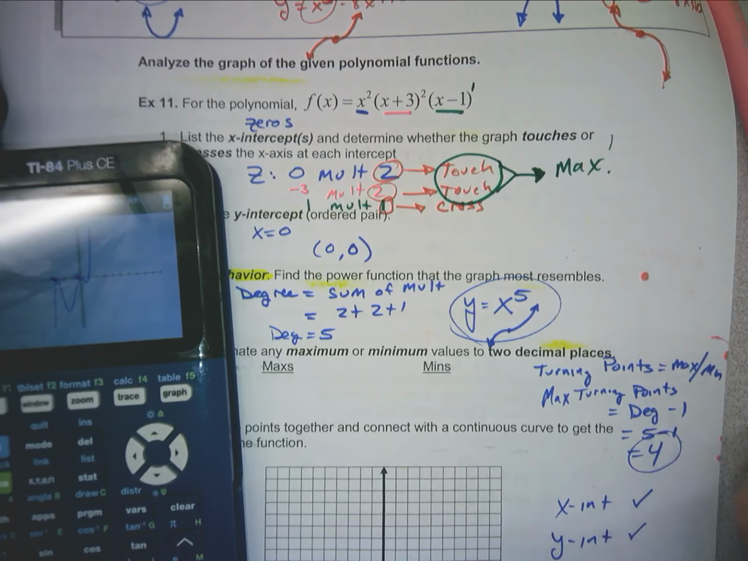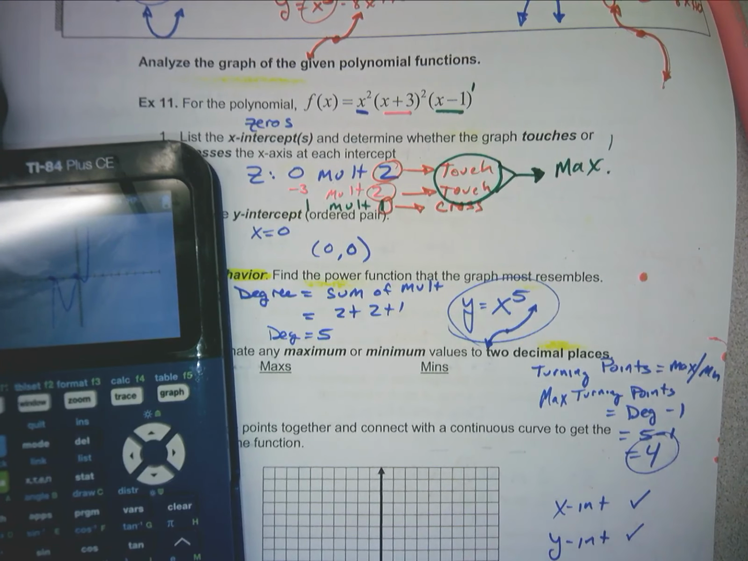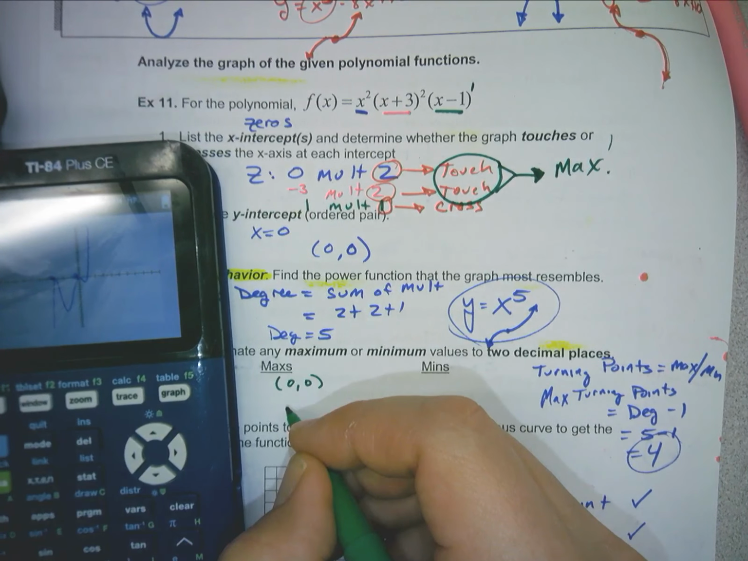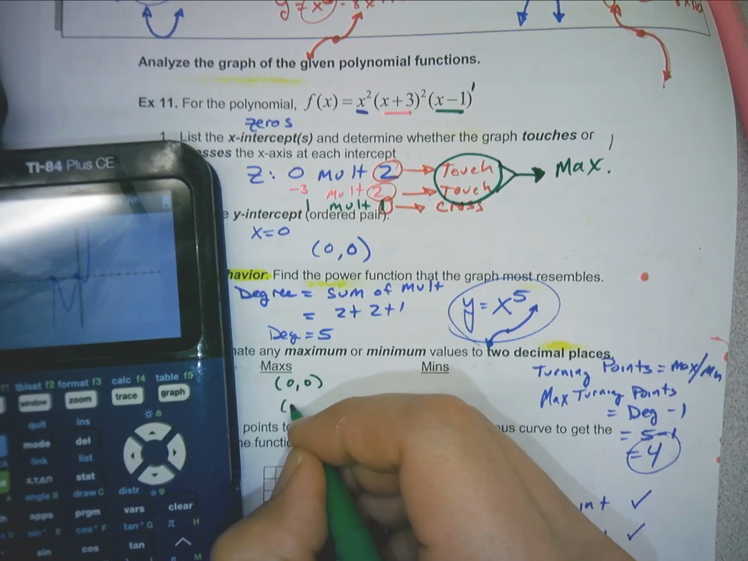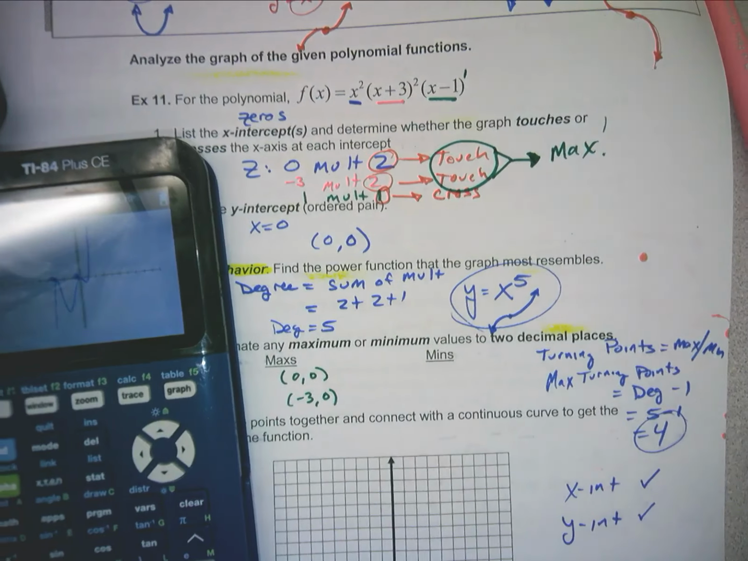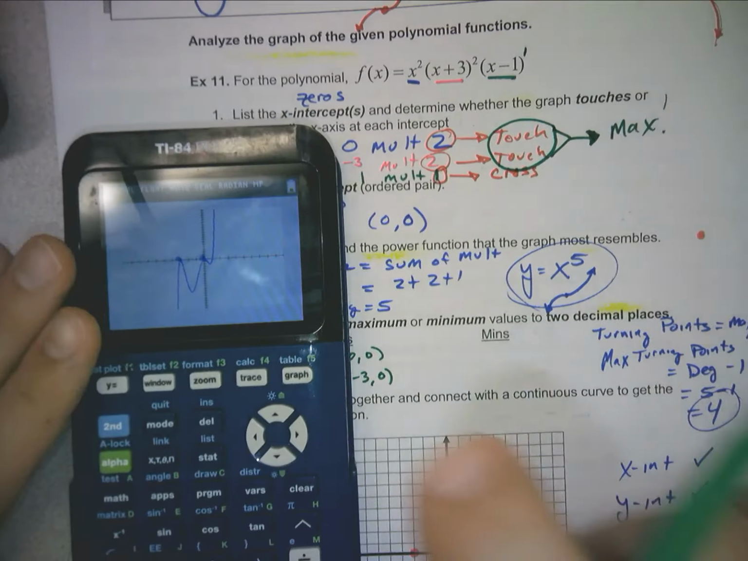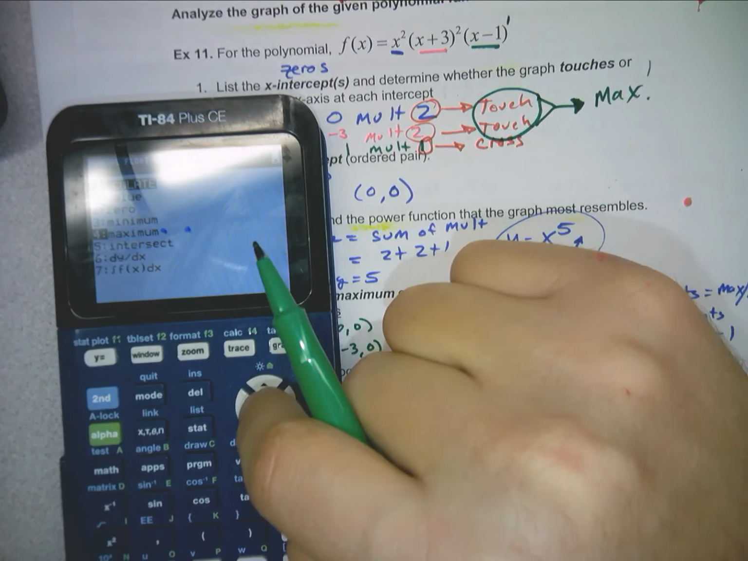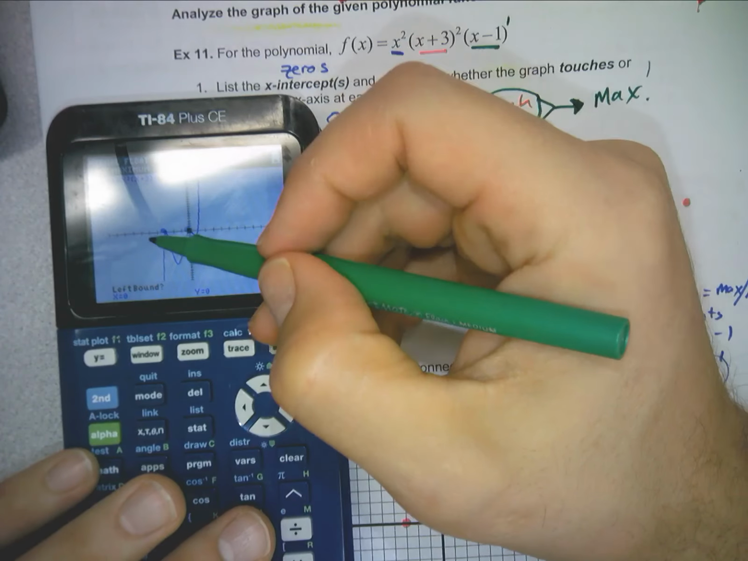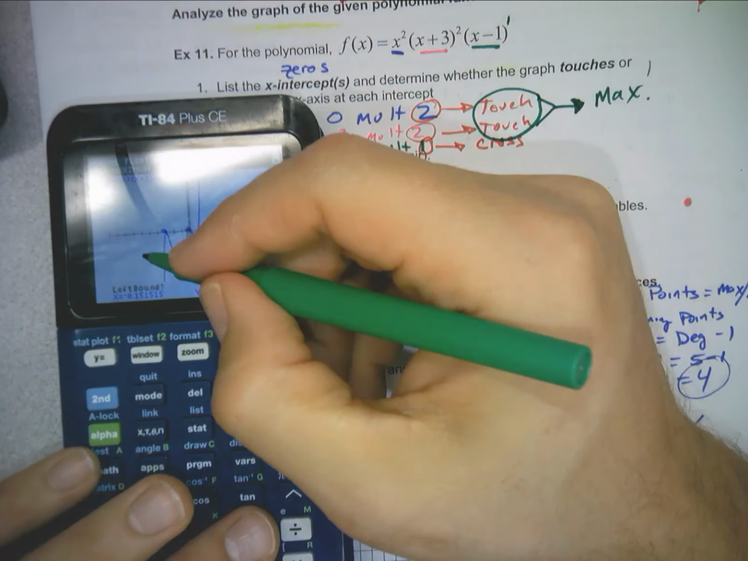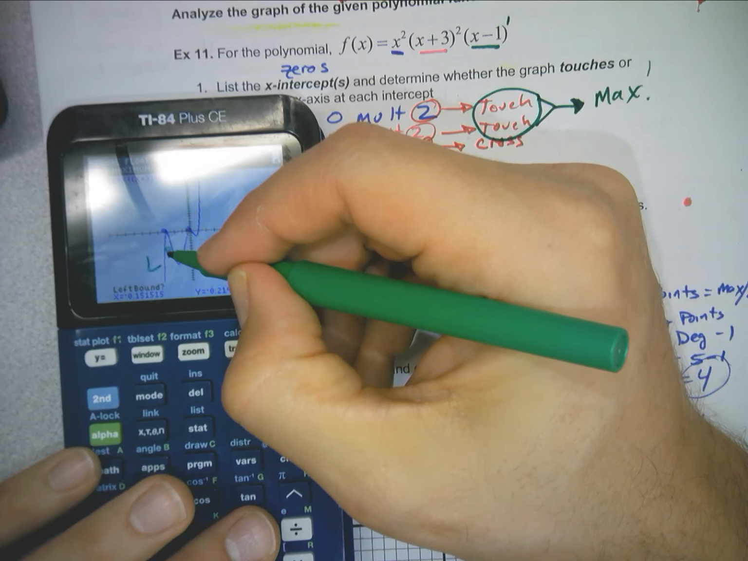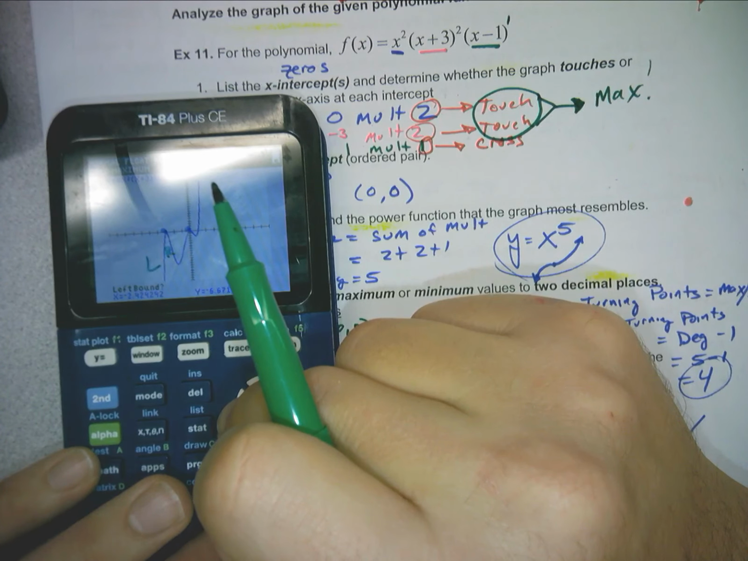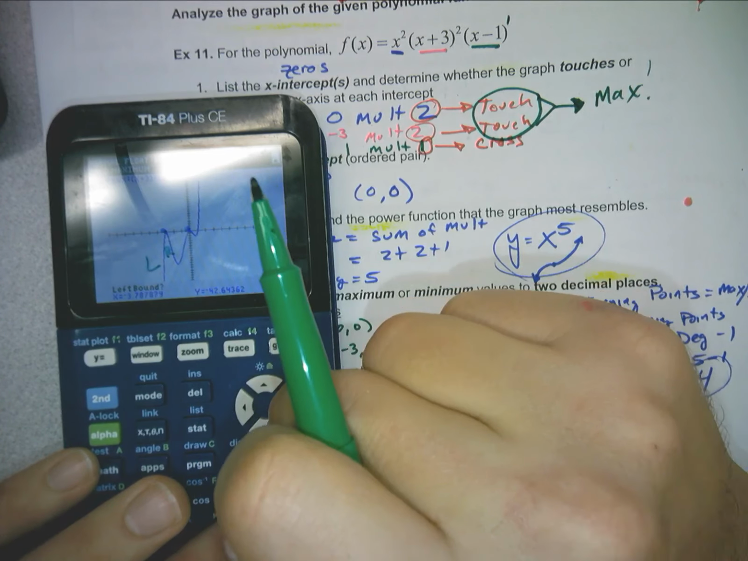All right? So if you want to find those with your calculator, you can, but I already know what they are. I know they're 0, 0, and I know they're negative 3, 0. But if you didn't know that, well, we know how to find mins and maxes in the calc. Second trace, maximum. I'm going to find this far one on the left. On the left side is where it's increasing, and the right side is where it's decreasing. So I'm going to move over to the left of that point.